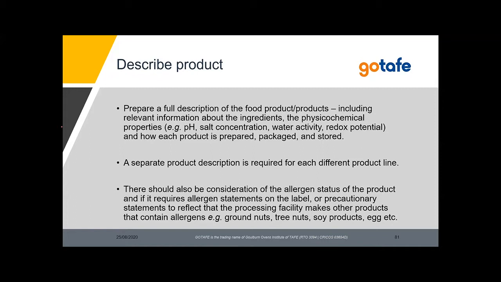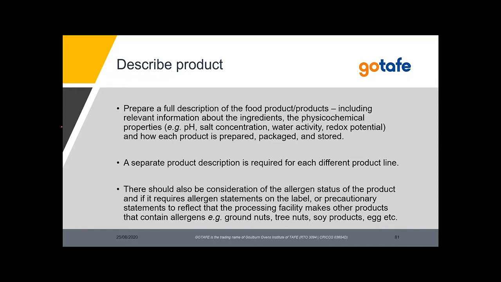We have discussed this yesterday, and that's related to the biological hazard as well. And of course, the production process is also related to the final composition, and it could lead to a potential chemical hazard if it hasn't been done or designed properly. And of course, the physical hazard would be involved as well during the whole process. So a separate product description is required for each different product line. We have discussed that.